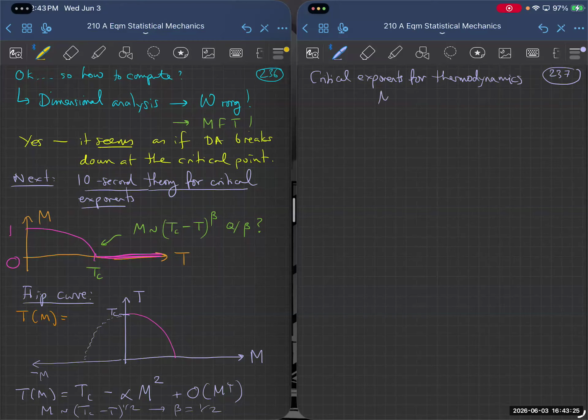So, for example, the magnetization, the isothermal susceptibility. You can do one for the heat capacity. The heat capacity also diverges. It goes as T minus Tc to a power which we call alpha. Alpha, beta, gamma, delta. There's another one. So this is heat capacity.